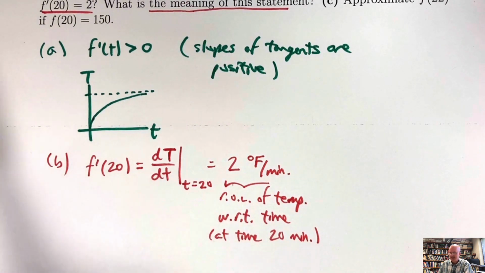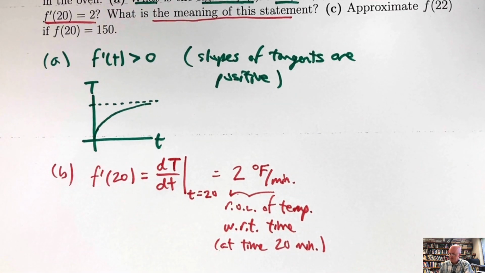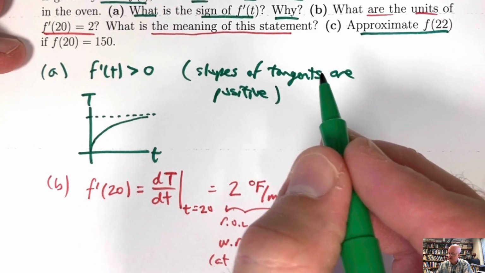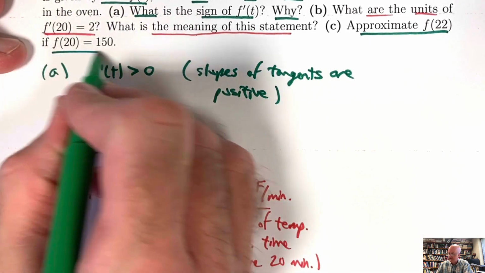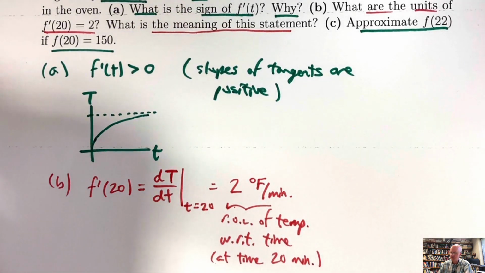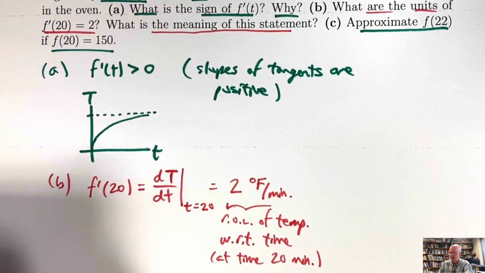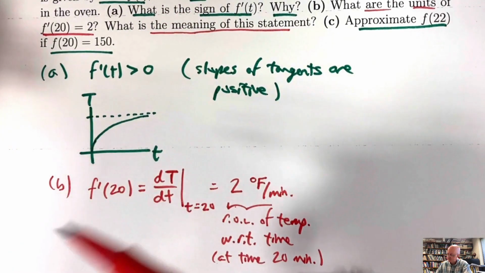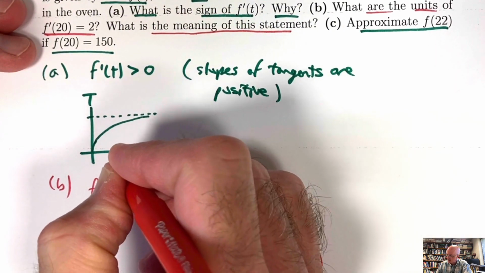Let's expand on the meaning of this for part C. Part C says approximate f of 22 if you know f of 20 is 150. That's called a linear approximation, which is what we're going to use here because we don't have a formula for f of t. So we're thinking about the graph here. Imagine this is time 20 right there.